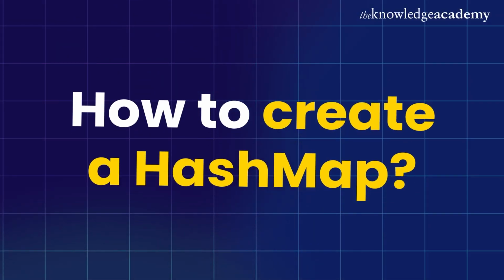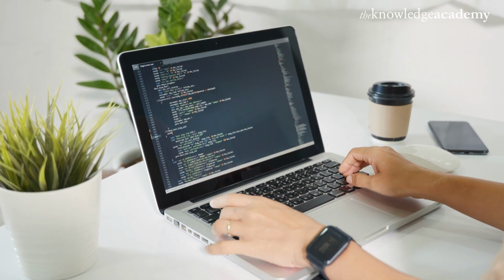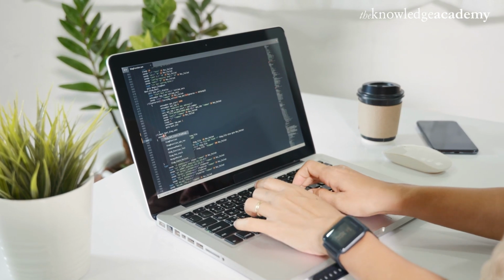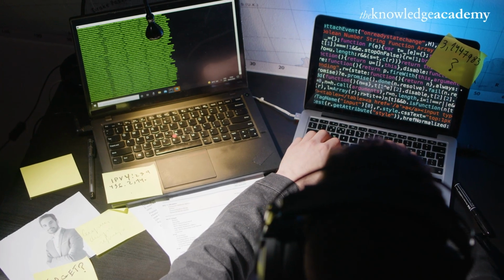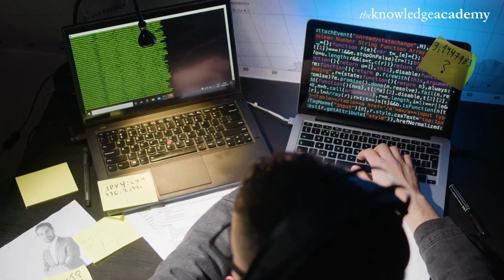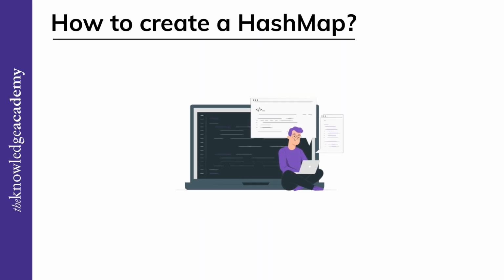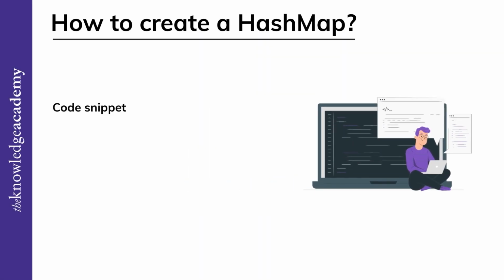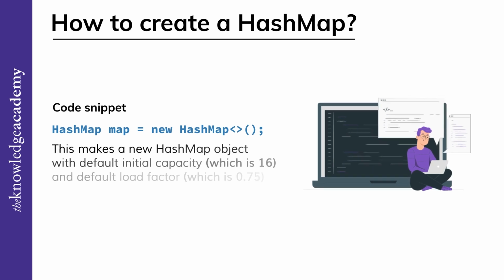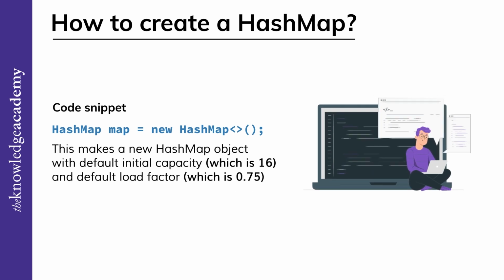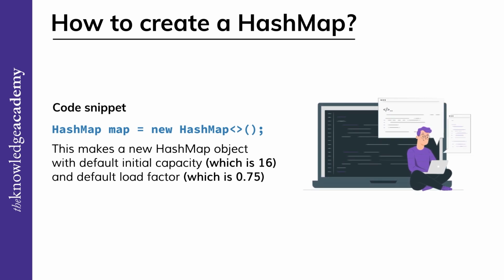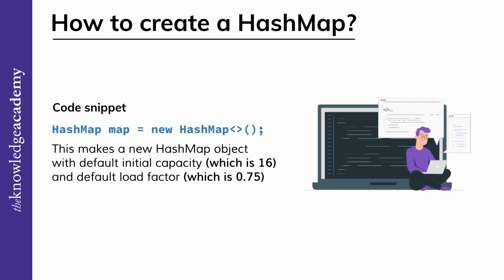How to create a HashMap. Now that you have seen the basics of the HashMap and its features, it is time to delve into the creation of a Java HashMap. Here's an example code snippet that forms an empty HashMap of type String for keys and Integer for values. HashMap map = new HashMap. This makes a new HashMap object with default initial capacity, which is 16, and default load factor, which is 0.75.